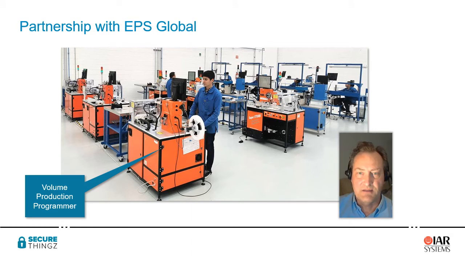So to illustrate the kind of partnership that's needed to secure the supply chain, here's a little bit of information about our partnership with EPS Global. EPS Global is a manufacturer of programming equipment, and they also operate programming services, and we'll hear from them in a moment with a short video. Essentially, we're working with them to integrate our technology for secure production into their existing manufacturing machines and process. Let's hear from EPS how they see security in their environment.